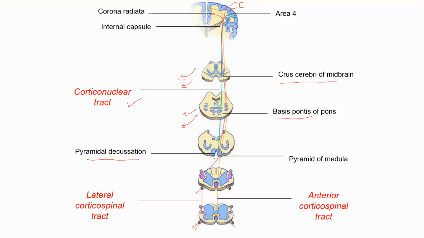So you can see that the fiber is crossing, and then it goes to this section of the spinal cord. In the spinal cord, it is called the lateral cortico-spinal tract, which are the crossed fibers. 80% of the fibers will cross. 20% of the fibers do not cross, they directly descend down, and they are called the anterior cortico-spinal tract. These are uncrossed.